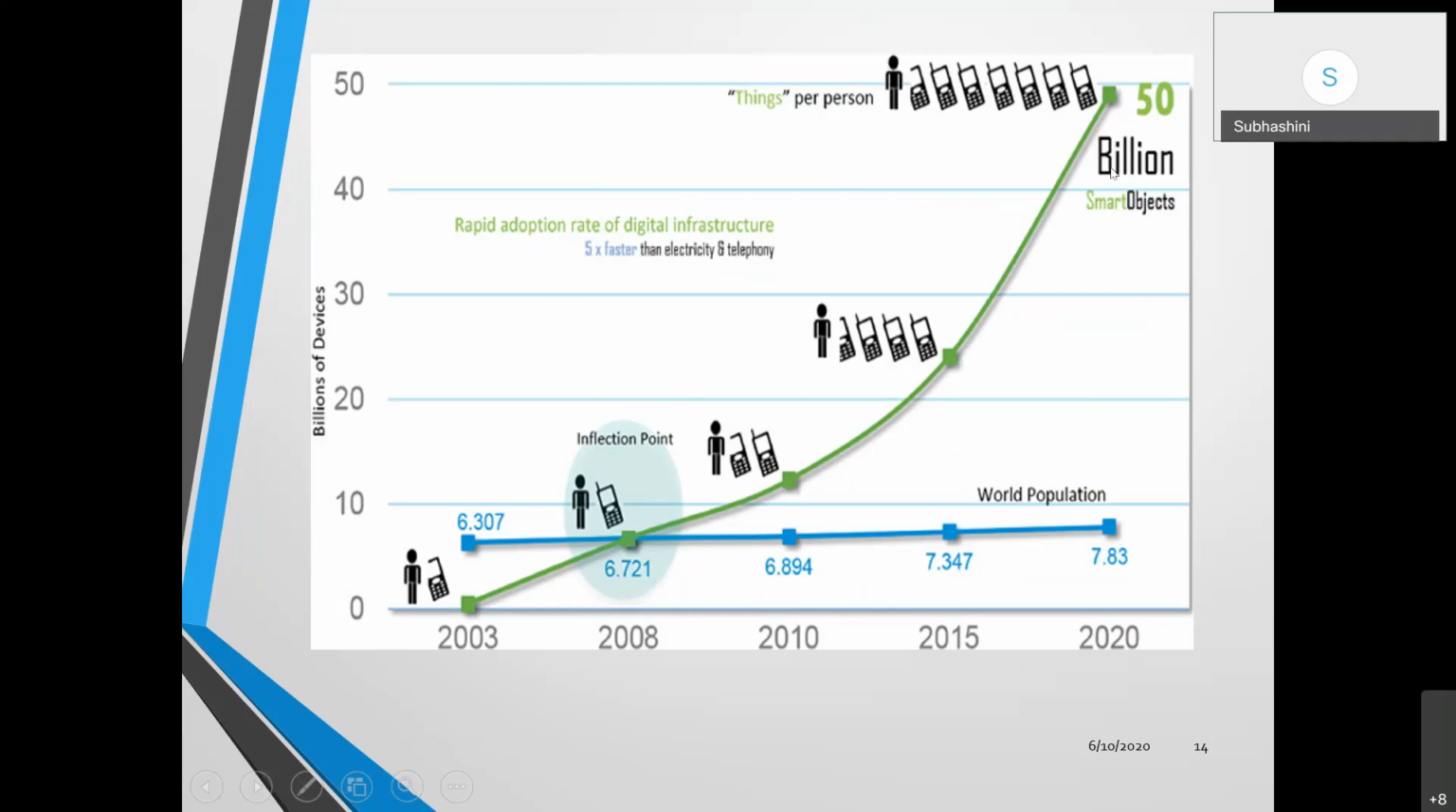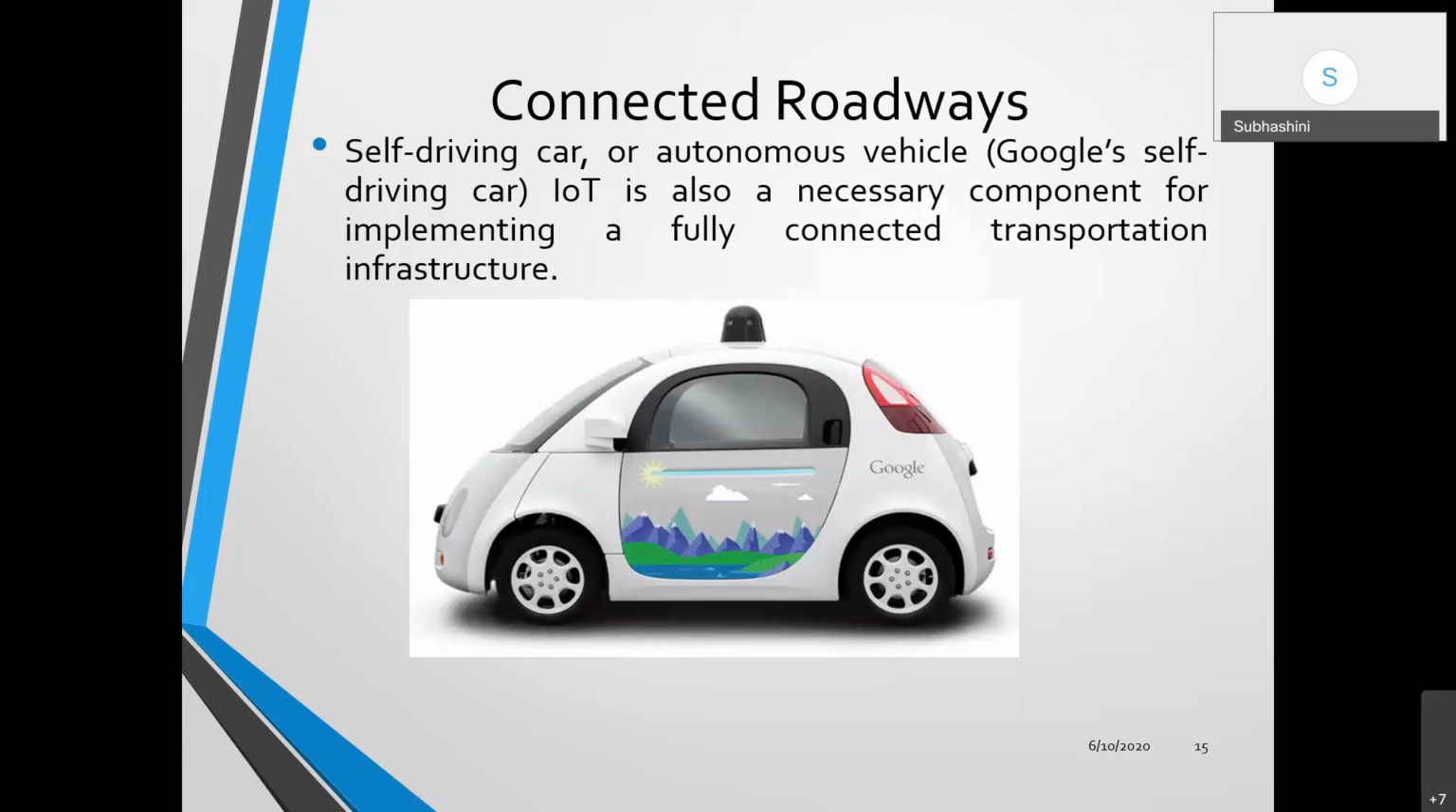So you can see that, right? If you speak about 50 billion objects connected over the internet, it means that per person across the global population, you'll have this average number of things connected over the internet. So this is your IoT, how quickly it is growing, how quickly it is building on, right?